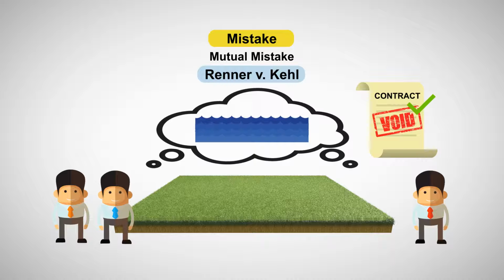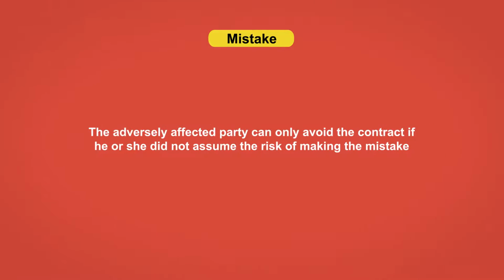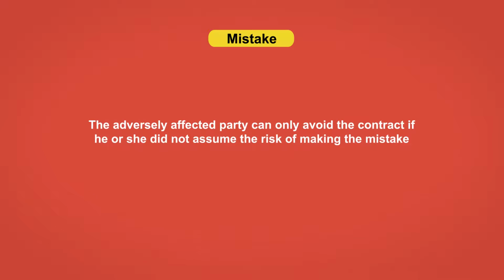The final point provided that only the adversely affected party can avoid the contract. In the jojoba example, only the buyer could avoid the contract because he was the only party that experienced a detriment. The sellers received their money, but the buyer could not use the land. One caveat to this rule is that the adversely affected party can only avoid the contract if he or she did not assume the risk of making the mistake.